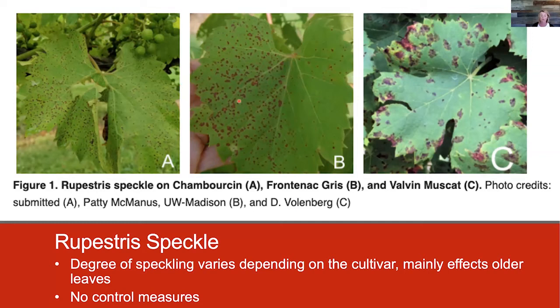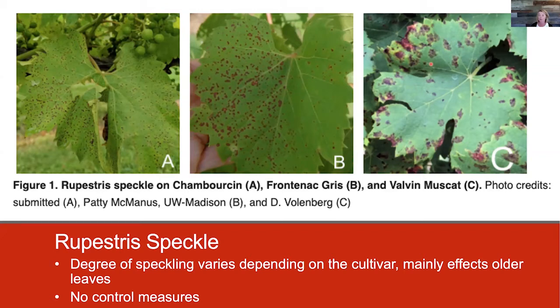Whereas if you look on Frontenac Gris, you can see that they're a darker brown and tend to be a bit bigger. And then if you look on Valvin Muscat, this is interesting because to me this looks a lot like downy mildew. And unless I went in to look for the sporulation on the underside of the leaf, from a digital image I probably wouldn't say right away that this is rupestris speckle.